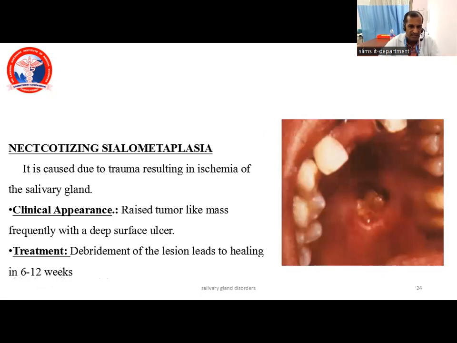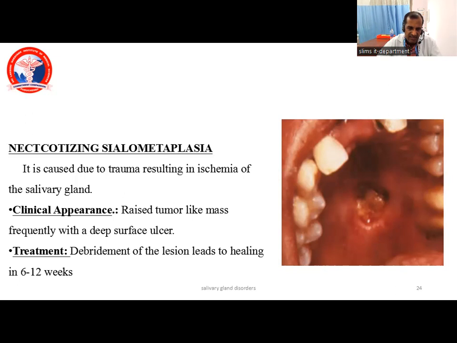The other condition is necrotizing sialometaplasia. It is caused due to trauma resulting in ischemia of the salivary glands. Any trauma to the oral cavity can cause necrotizing sialometaplasia of your salivary glands. It will be like a tumor-like mass, frequently with a deep surface ulcer, a very painful ulcer.